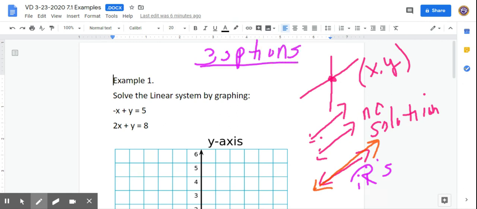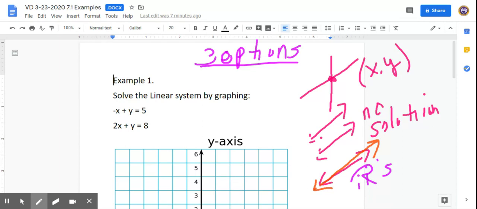Okay, three options. All right. One ordered pair, they intersect at a point. 2, no solution. Or 3, all real numbers because they intersect everywhere. So again, what are we trying to solve here or find here? We're trying to find where the two lines intersect. That's the solution, where they intersect. Okay? So it's either at one point, it's nowhere, or it's everywhere.